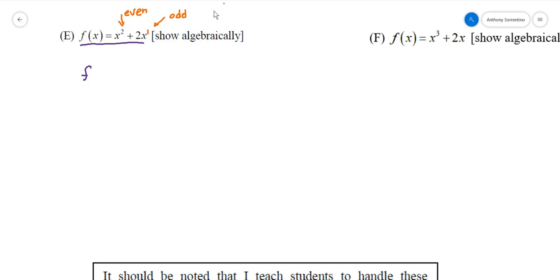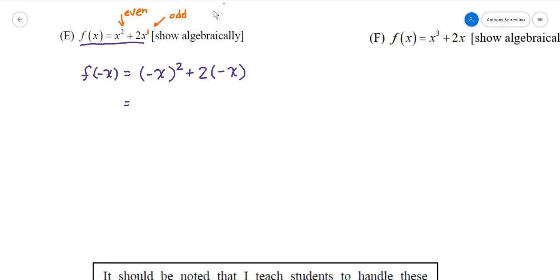I'm going to do f of negative x, which means I'm going to go to this function up here and replace all the x's with negative x's. So I'm going to have negative x squared plus 2 times negative x.